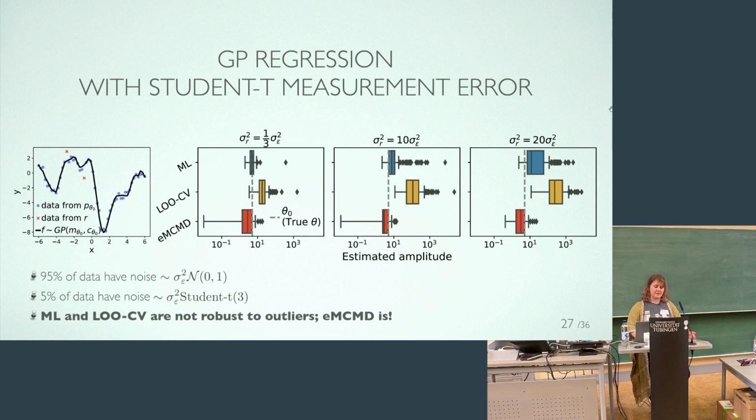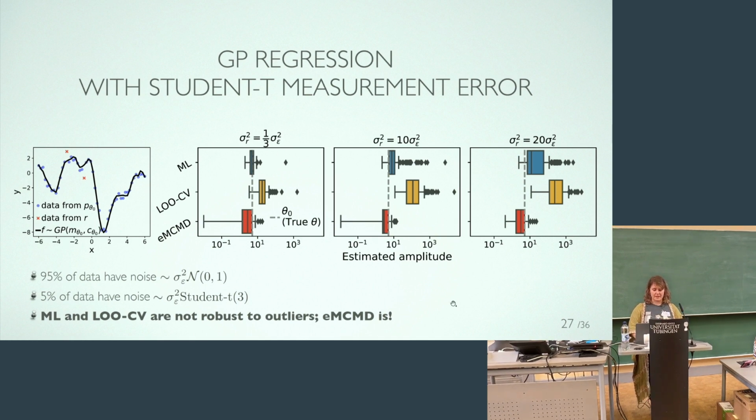And as a result, this supports our claim that maximum likelihood, and leave-one-out cross-validation for the same reason, are not in general robust to outliers, and EMCMD displays robustness here.